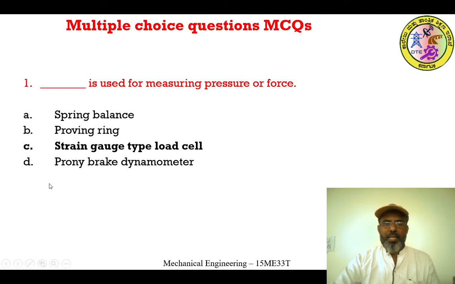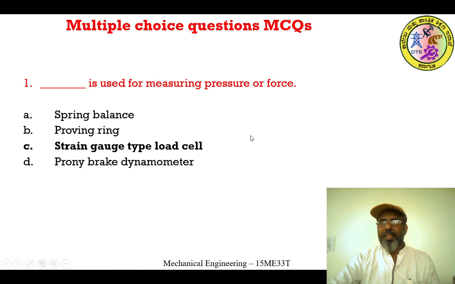Then the correct answer is C, strain gauge type load cell is employed for the measurement of pressure or force. Whereas D, the Prony brake dynamometer, is employed for measuring the torque. We are going to discuss this instrument in the next session. First thing you should remember, strain gauge type load cells are employed for the measurement of pressure or force.